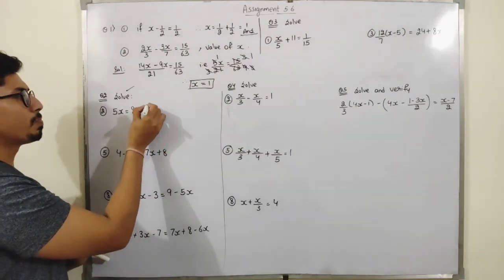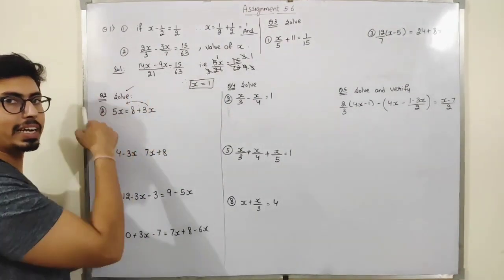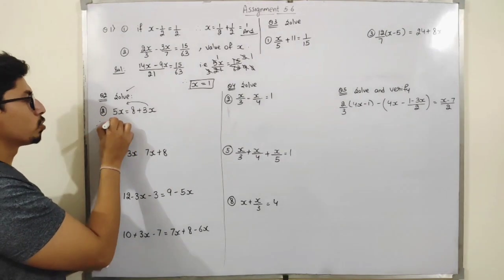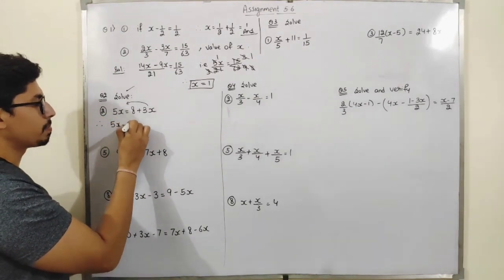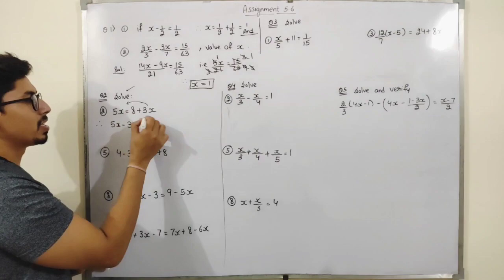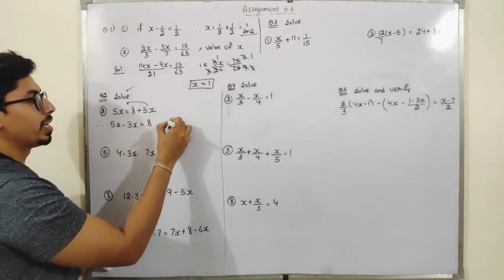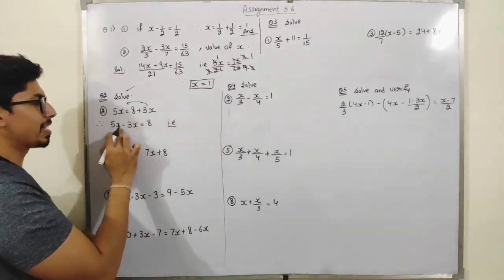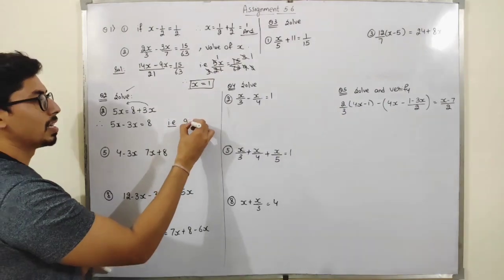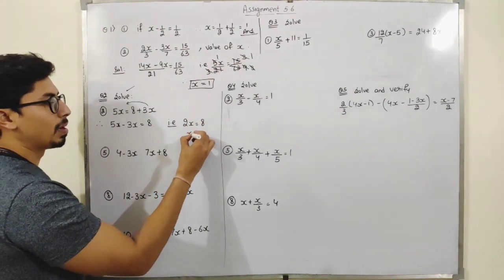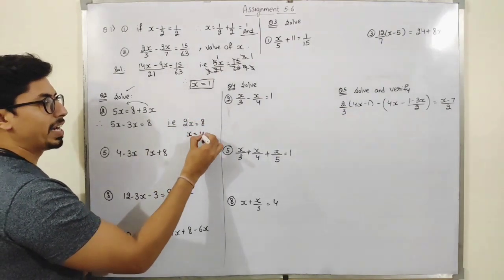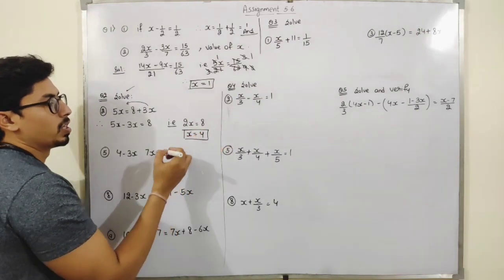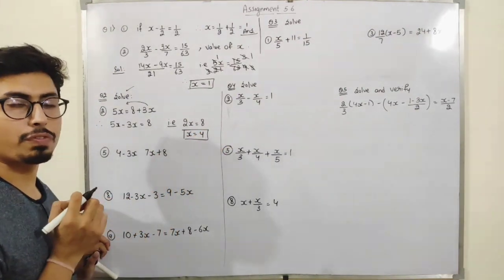Now students, 3x is positive, when it goes to the left hand side it will be negative. Therefore students, I can write it like this: 5x minus 3x is equal to 8. So 5x minus 3x will be 2x. So 2x will be 8 and x will be 8 divided by 2. 8 divided by 2 is 4. So the answer is 4, students.